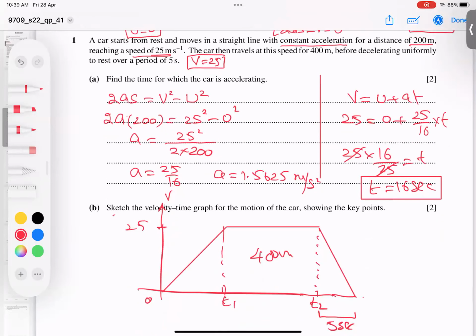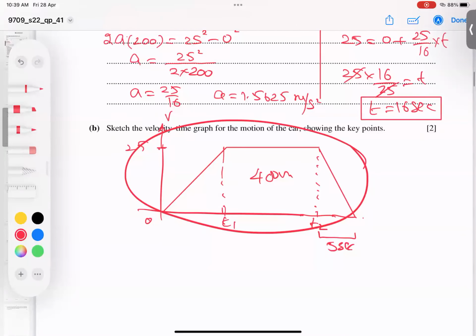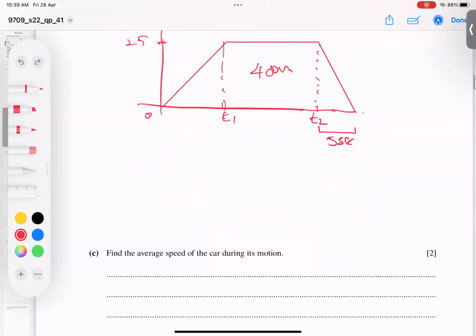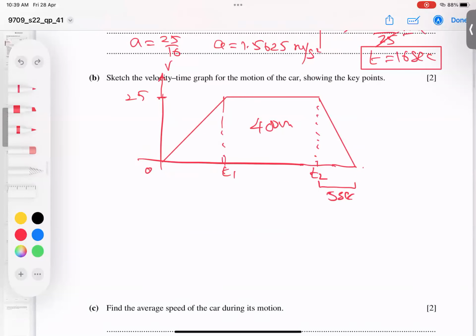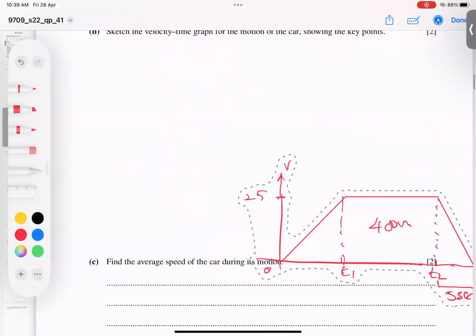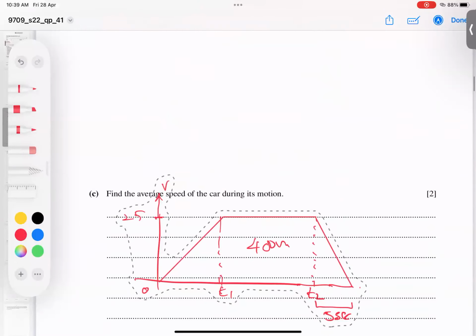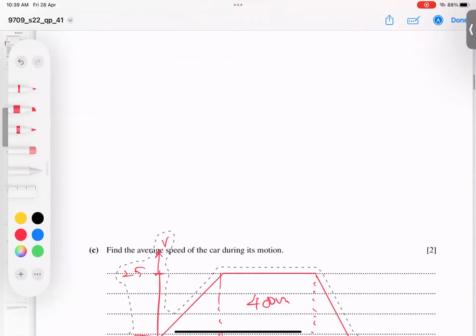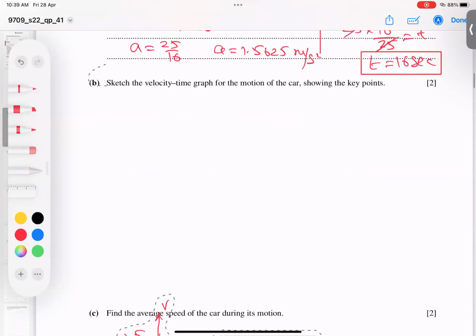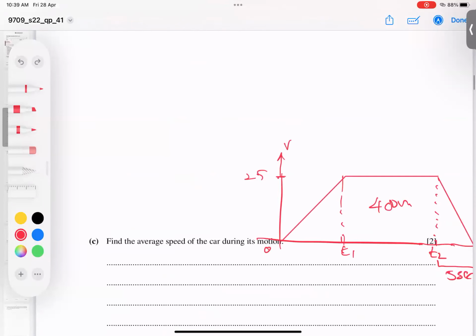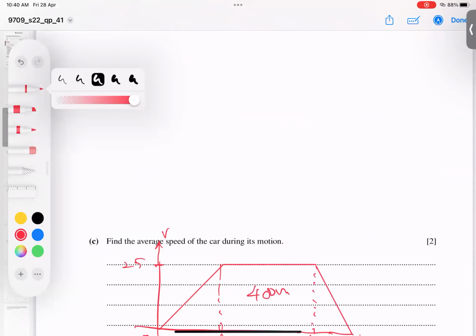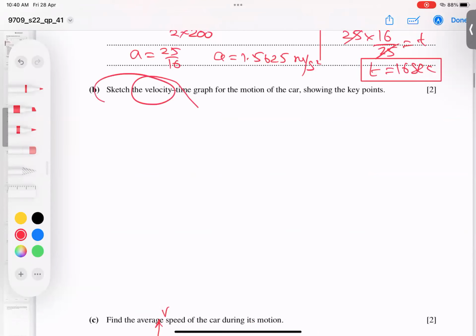Now he's asking to sketch the velocity-time graph, which I've done already. This is a rough diagram. Even in your exam you can make a rough diagram. Then simply bring it down here and make it accurate. The word is sketch, not accurate. What does sketch mean, students? Sketch means rough.